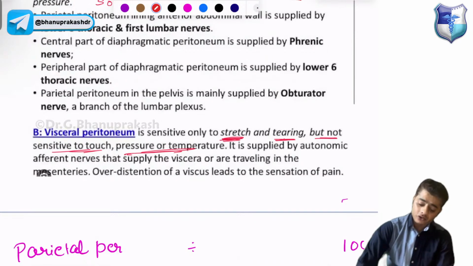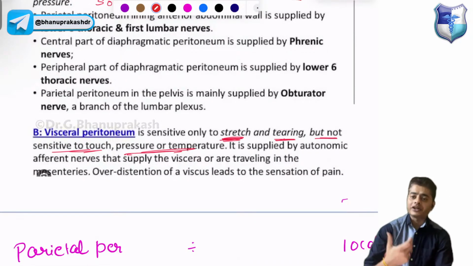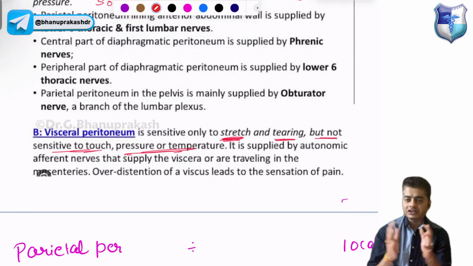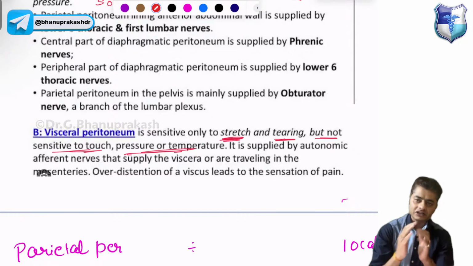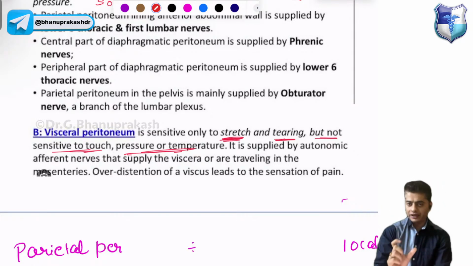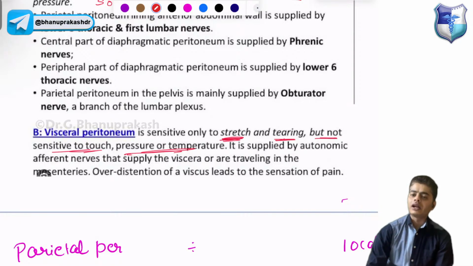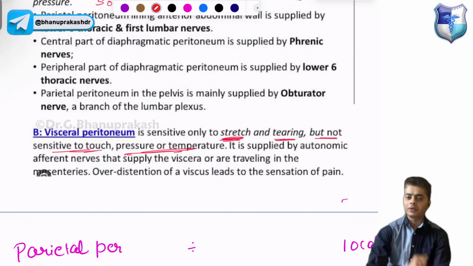When you come to the visceral peritoneum, the pain is sensitive only to stretch, tearing, or any kind of distension. Suppose your small intestine is distended. The pain that distension of the small intestine gives is a visceral peritoneum pain. Visceral peritoneum pain is dull and diffuse, and you can't localize it because it has a nerve supply of the autonomic nervous system, whereas the parietal peritoneum has a somatic nerve supply.